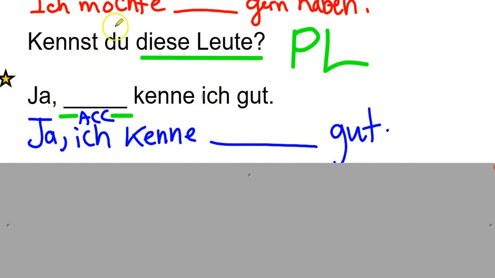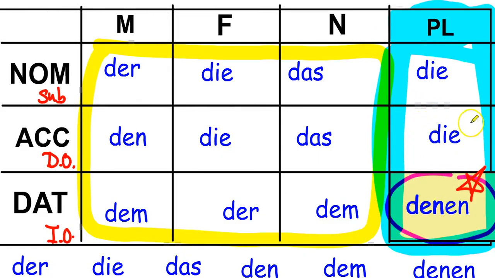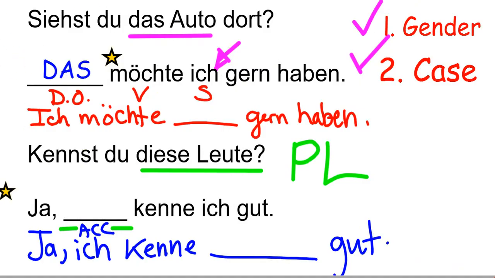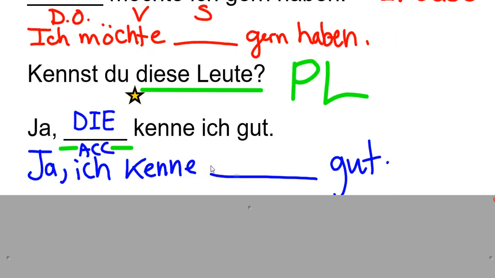Kennst du diese Leute? Do you know these people? Plural accusative gives us die. Ja, die kenne ich gut. Yeah, these I know well. They're my peeps.